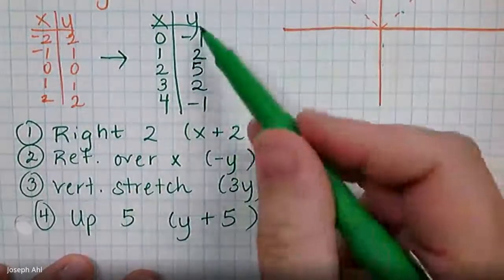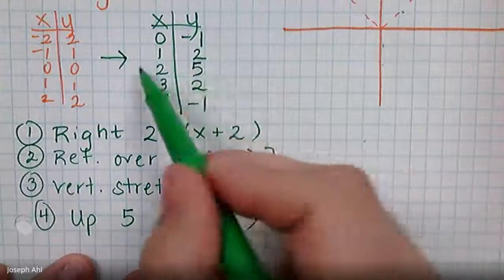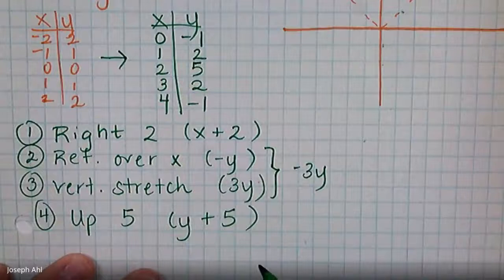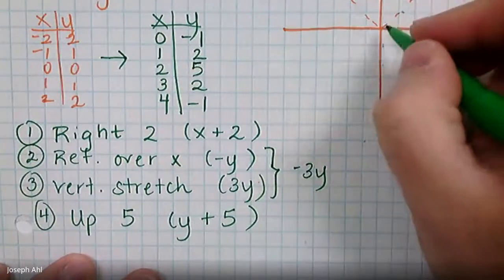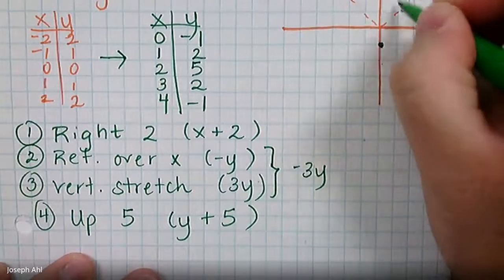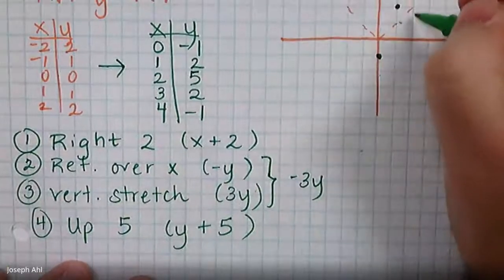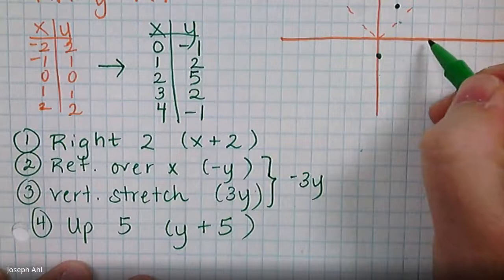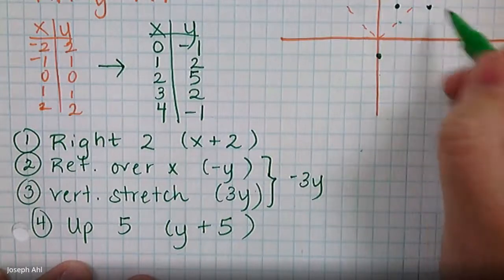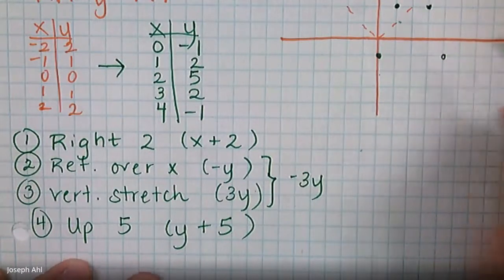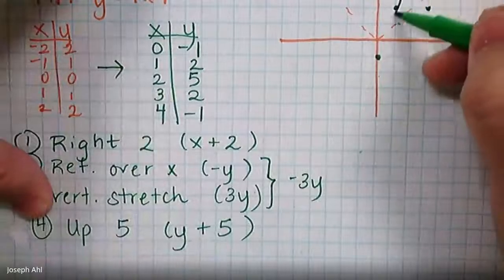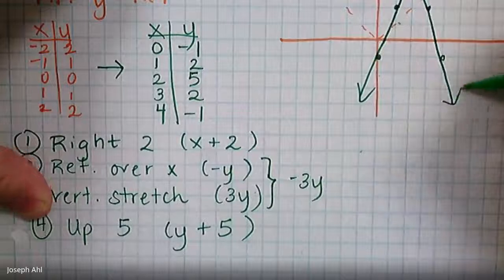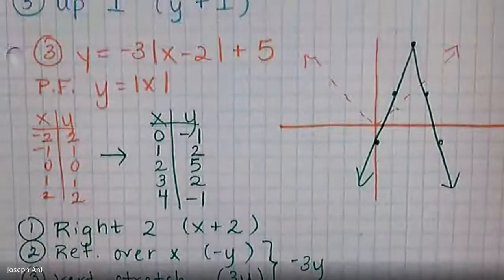And then the nice thing is, just like with the parabola, it repeats on the other side of the vertex. Okay, and the vertex in this case is right in the middle at (2, 5). So if I plot these points, we get (0, -1), (1, 2), (2, 5). And then on the other side of the vertex, we get (3, 2) and (4, -1). Okay, so that's what that graph would look like.